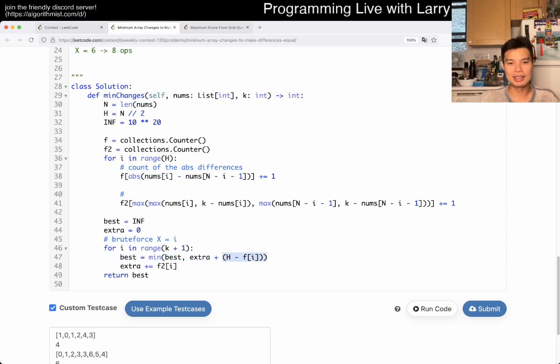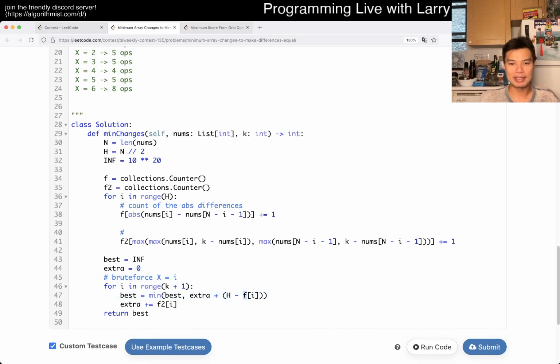This is basically all the numbers that are not already there. This is the number of moves, and this is the number of extra operations. We add the extra operations afterwards, because then future operations of at least I is equal to x, or x is equal to I, will increase, right? That's basically it. What's the complexity here?